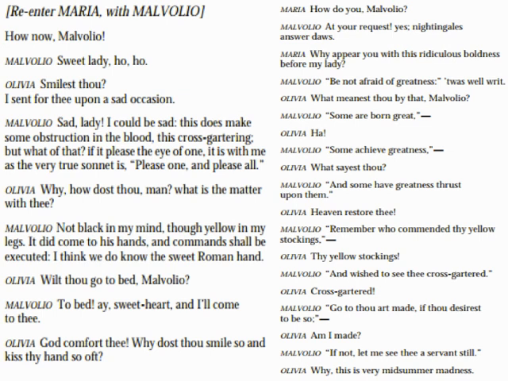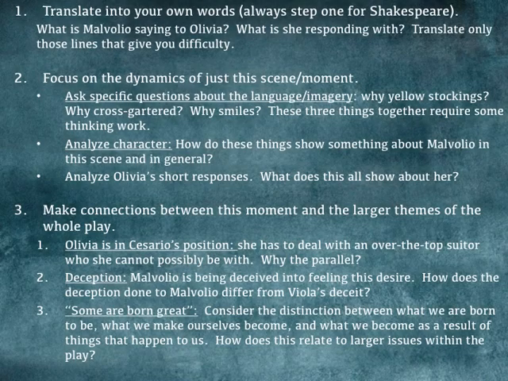But when he says, "Not black in mind, though yellow in my legs. It did come to his hands, and commands shall be executed. I think we do know the sweet Roman hand." Well, that's not as clear. That you should try and figure out what exactly does he mean by that. Now once you've done that, now let's focus on just this scene. So I'm using this example to really show you what I mean here.